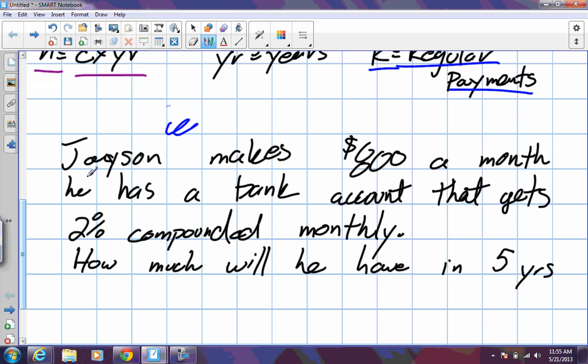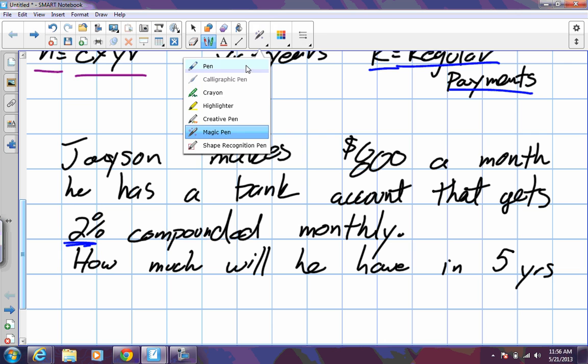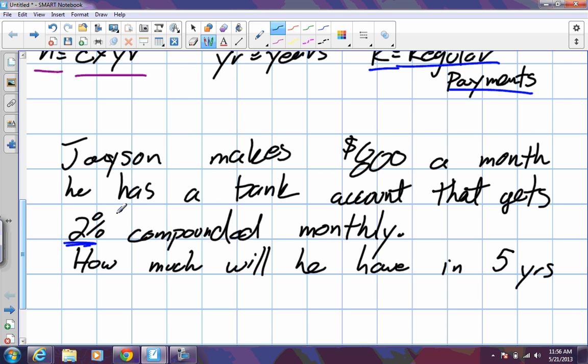So we have Jason, and he makes $800 a month. Let's say Jason takes all of his money and puts it into this account. The account earns 2% per year, but it has a compound period of monthly. So we're going to have to do some calculating with that. We want to figure out how much money he will have in his bank account if he does this for 5 years straight.